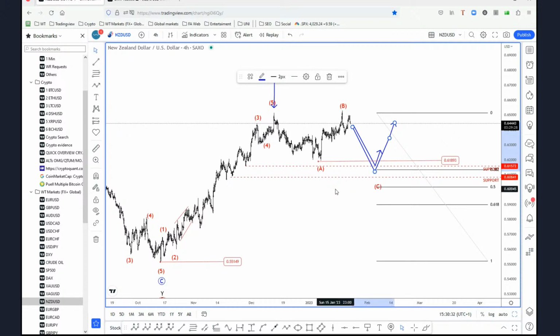Okay, now let's take a look also on gold.